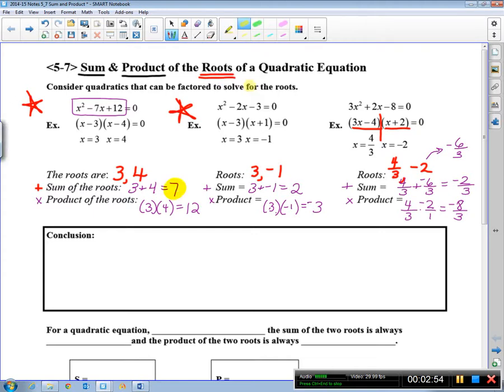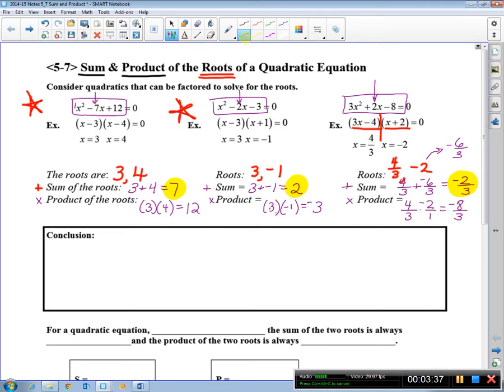So what I want you to see now, can you figure out how the sum of the roots, 7 and 2 and negative 2/3, appears in the quadratics that we started with? So examine these three quadratics and examine the sum. Here the sum is 7, so look at the quadratic. Here the sum was 2. In the second example, I see a 2 there. And in the third example, the sum is negative 2/3. Well, I see a 2 there. So I had a hypothesis, but it's not quite working.